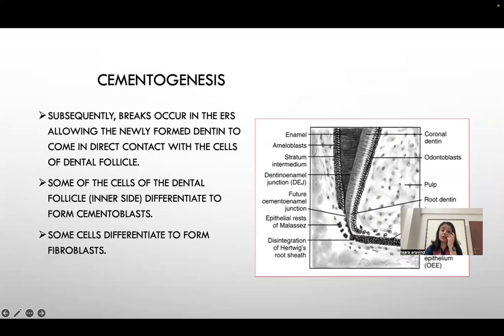Now, as the first few layers of radicular dentin are formed, what happens in Hertwig's epithelial root sheath? Breaks occur in the Hertwig's epithelial root sheath. And as a result, this newly formed radicular dentin gets exposed to the cells of the dental follicle. As the dental follicular cells get exposed to the radicular dentin, this induces the cells of the dental follicle to differentiate to form cementoblasts and also fibroblasts.